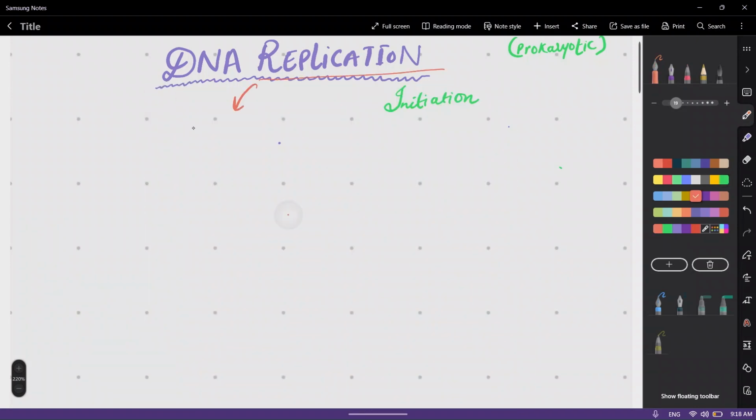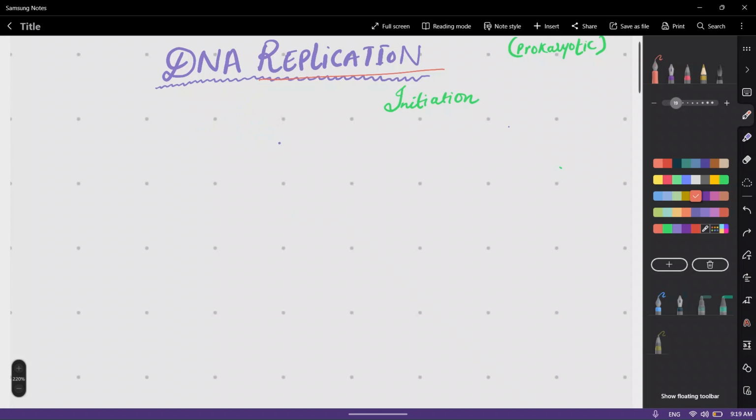Before going into the bigger picture of what goes on, why that happens and how it's happening, let's see the smaller picture first. So what exactly is DNA replication? What happens in DNA replication? What's the most layman version of it?